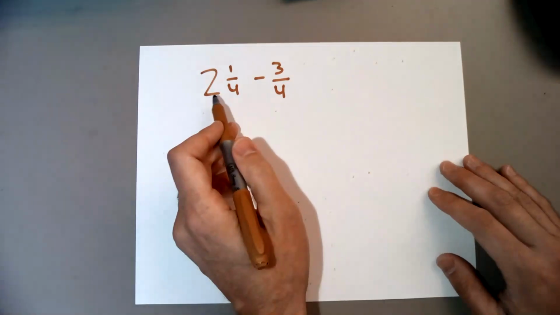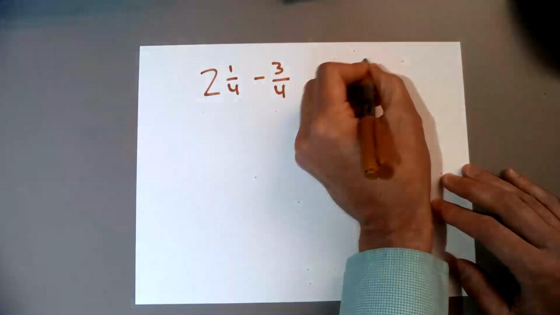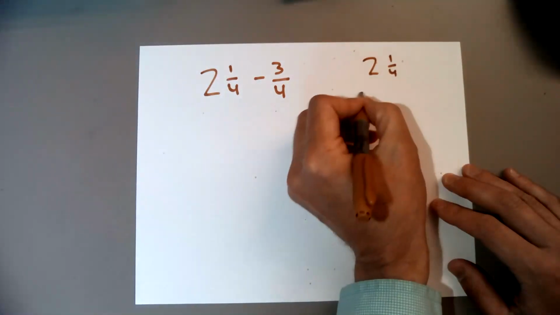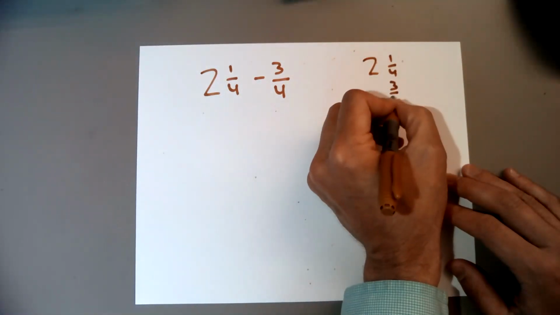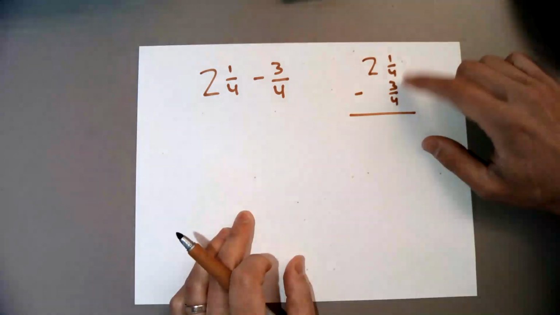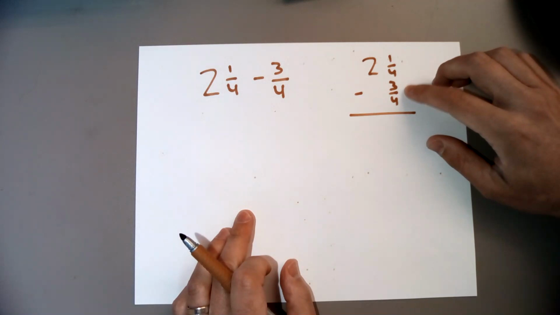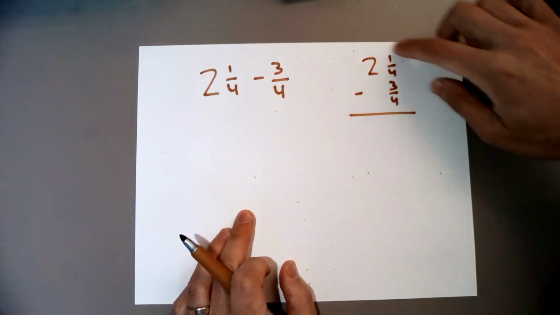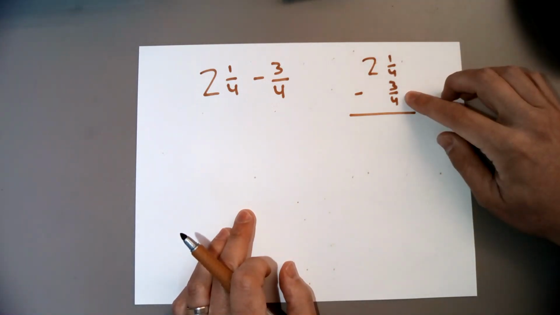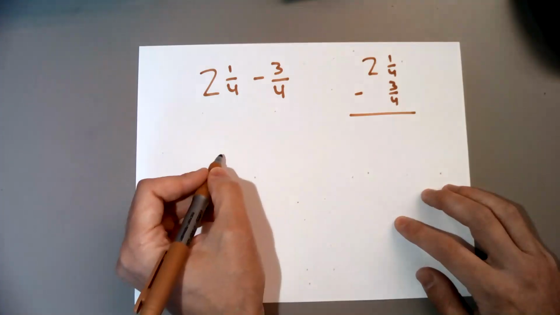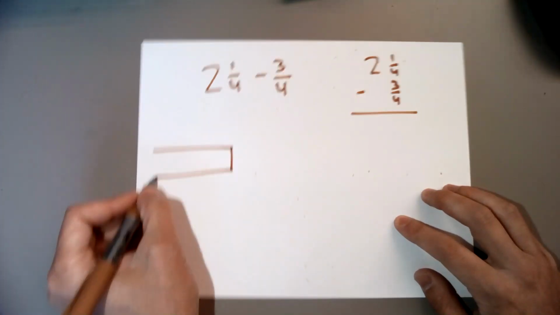So now we have 2 1/4 minus 3/4. If I stack this and you try to take 3/4 away from 1/4, you cannot do that. You do not have enough fourths in this top number to subtract 3/4 away. So let's look at this on a fraction bar model.